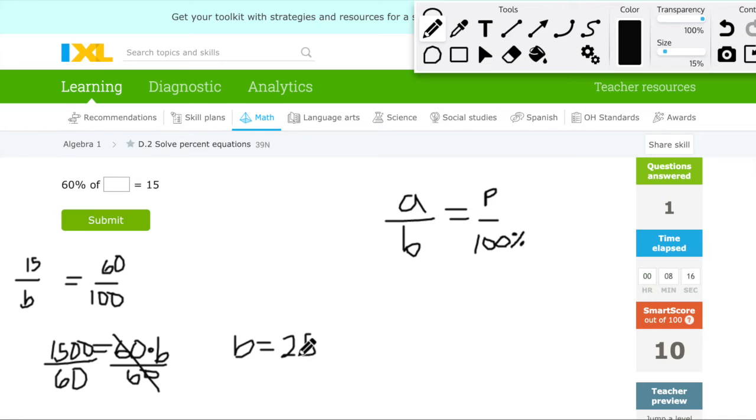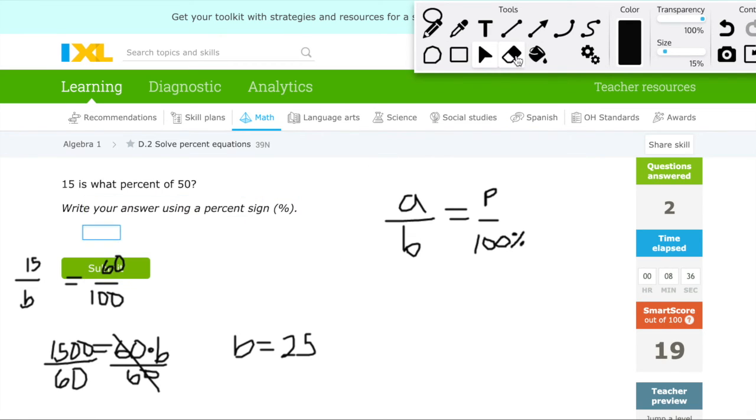So if I put that answer in, 25, 60% of 25 is 15. That makes sense. If this was a smaller number than 15, that wouldn't really make sense. Like if we ended up with 5, 60% of 5 can't be 15. So we just kind of have to reason with it a little bit. Okay, let's submit and keep going.